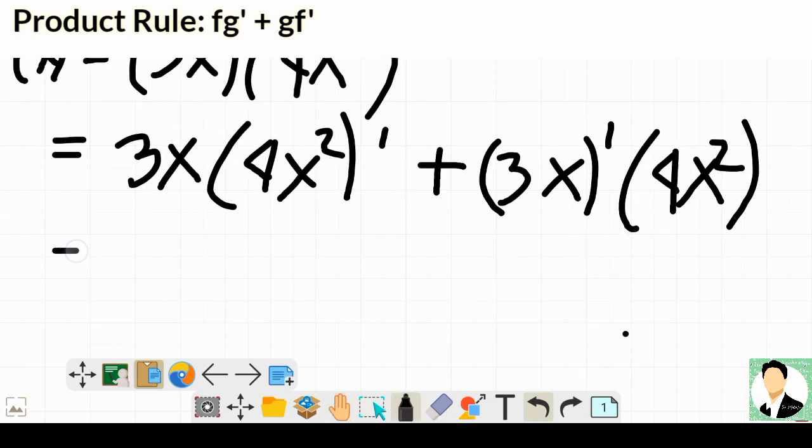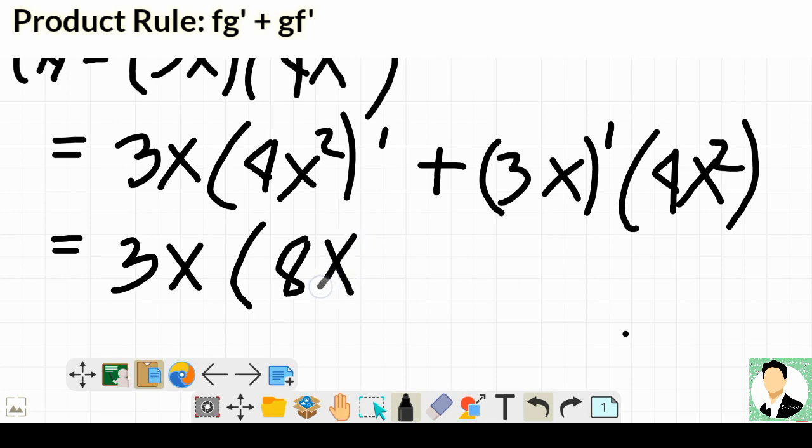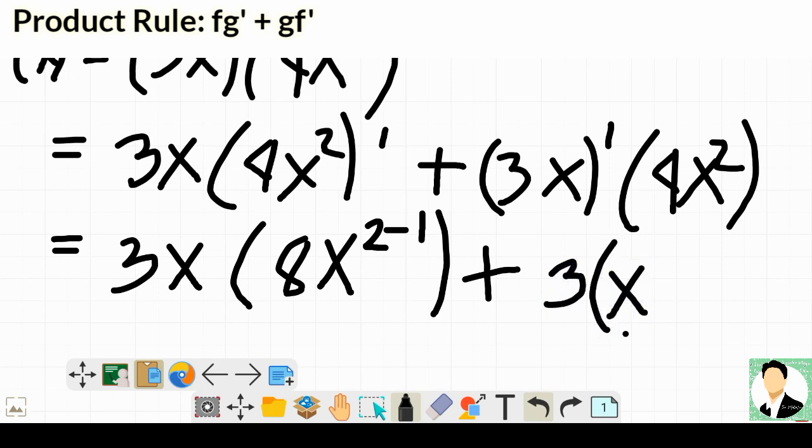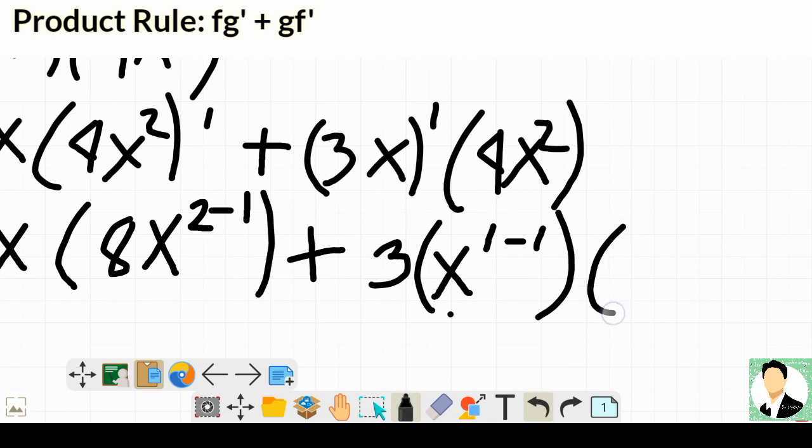So next, 3x, so ang derivative ng 4x squared using n rule nung tinuro ko sa inyo last time. So ang gagawin natin, 4 times 2 is 8, x raised to 2 minus 1, plus, so ang derivative ng 3x is 3 times x raised to 1 minus 1. And then next is just copy 4x squared.